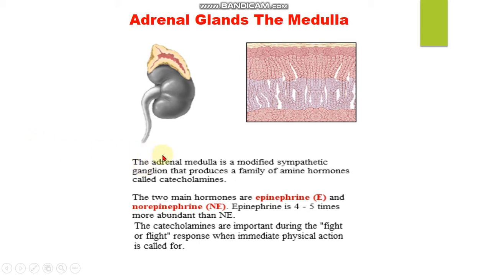Consist of a large outer region called the adrenal cortex and a small central region called the adrenal medulla. The cortex secretes 3 families of steroid hormones: mineralocorticoids, glucocorticoids, and androgens. Note that each is produced by a different group of cells. The medulla secretes amine hormones known as catecholamines.